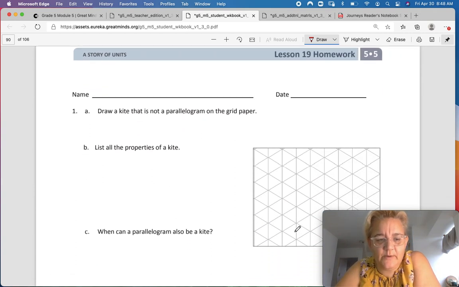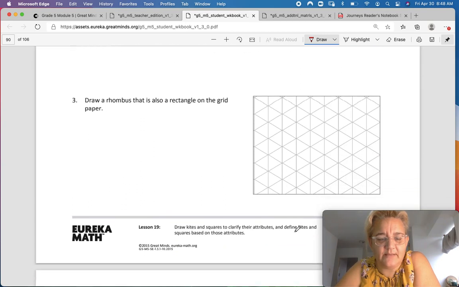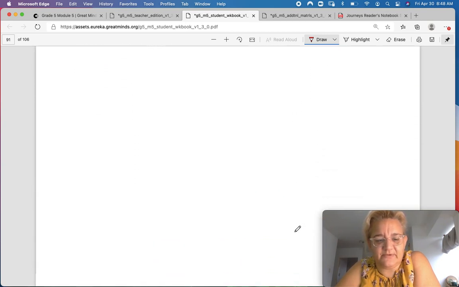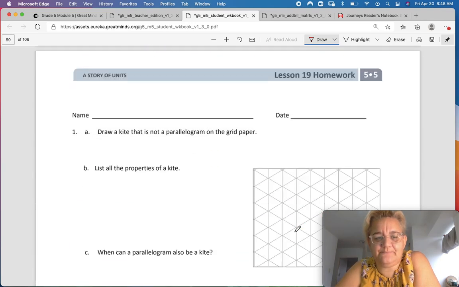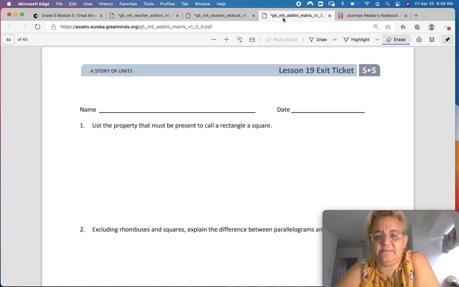And here's your homework, properties of a kite, parallelogram, rhombus. Oh, this is going to be fun. Number 4 looks fun. Okay. And, you know, geometry was always my favorite when I was a kid. I really liked thinking about shapes in my head.